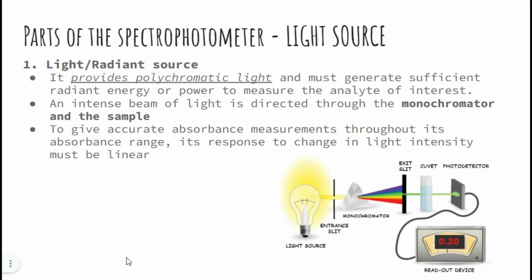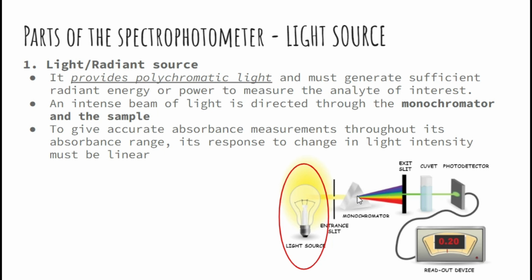To continue the discussion, here are the different parts of the spectrophotometer. We will start with the light source. So here it is in our parts of the spectrophotometer. Your light or radiant source will provide polychromatic light and must generate sufficient radiant energy or power to measure the analyte of interest. An intense beam of light is directed through the monochromator and the sample.